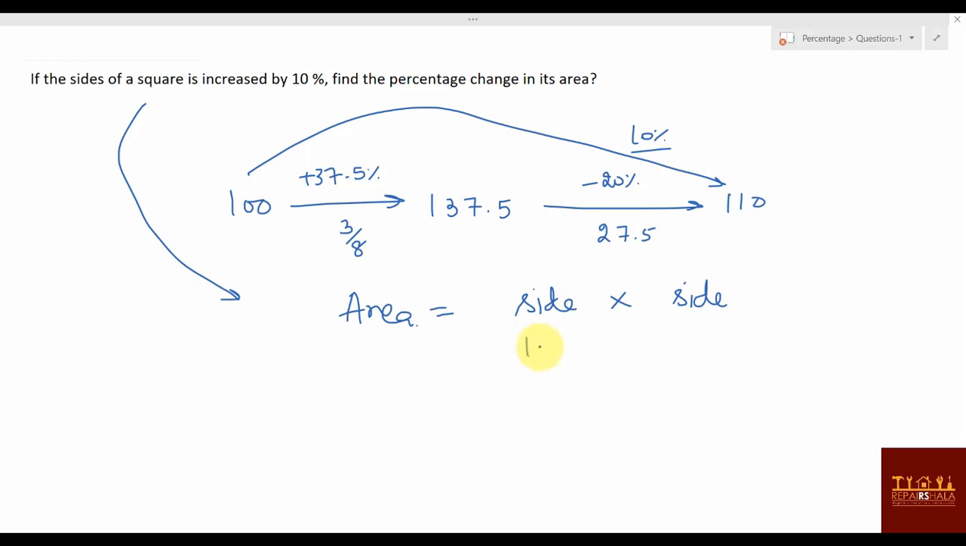This side is also 10%, and this one is also 10%. You can simply say this will be 10 plus 10 plus 10 into 10 by 100. How much? 21%. Yes or no?